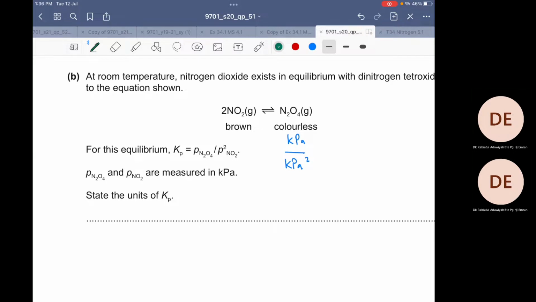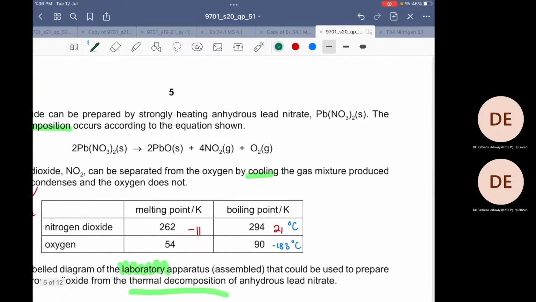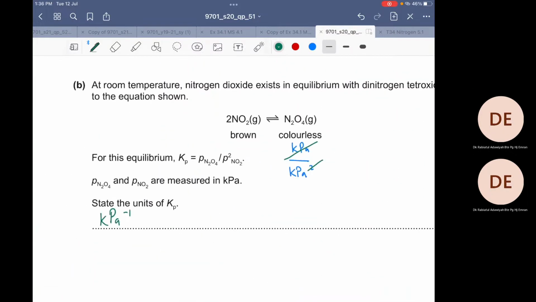So the top fraction, top number is just kilopascal. The bottom is kilopascal square. So you get 1 over kilopascal. So unit is kPa minus 1. I think all of you should be okay with that already, yeah? How do I know it's kilopascal? It's mentioned here. The partial pressure is measured in kilopascal.